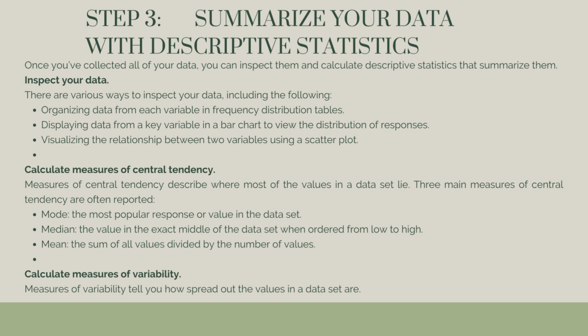A normal distribution means that your data are symmetrically distributed around a center where most values lie, with the values tapering off at the tail ends. In contrast, a skewed distribution is asymmetric and has more values on one end than the other. The shape of the distribution is important to keep in mind because only some descriptive statistics should be used with skewed distributions.